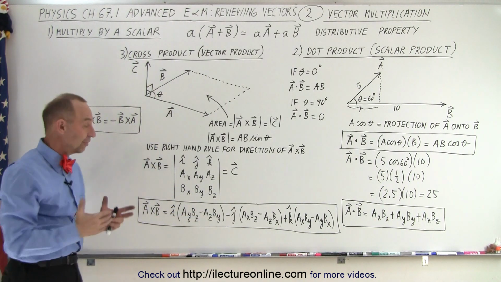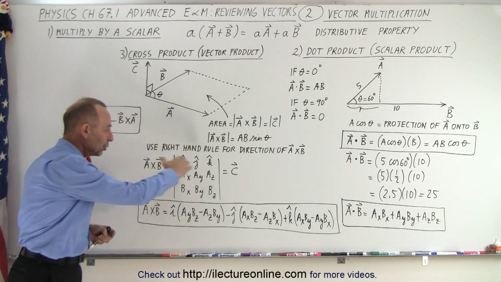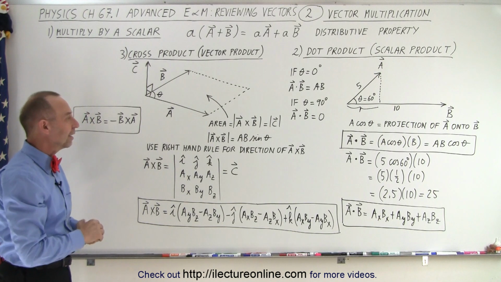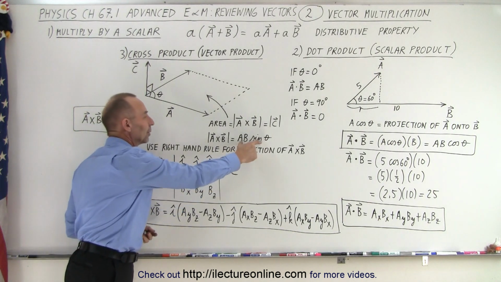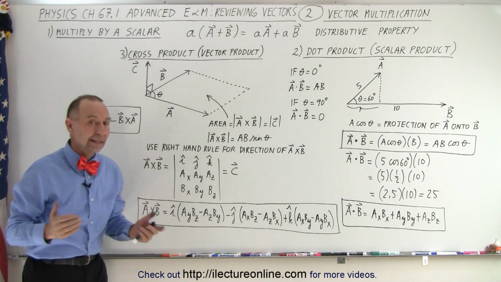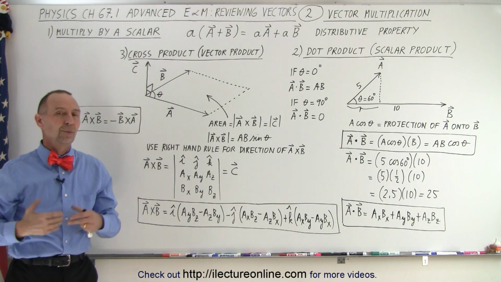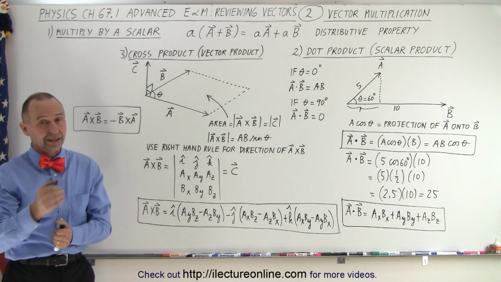And that's how we physically do a cross product or vector product when we know the components of the two vectors. If we simply want to know the magnitude, we can do it like this. If we want to know the direction, we use the right-hand rule. And that's the difference between the three different kinds of products we can have when we're dealing with vectors. And that is how it's done.